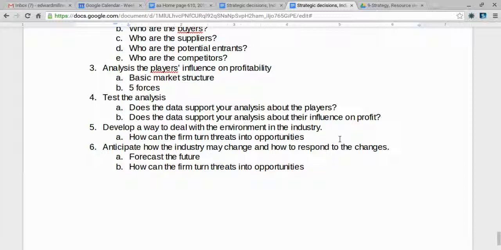And again, when you see the future coming and it's got a rain cloud in it, how can the firm turn those threats into opportunities?